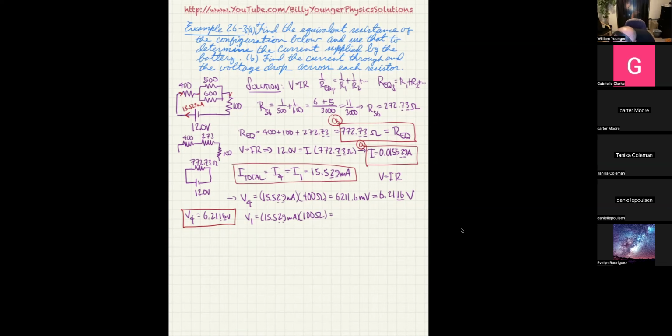So I'm going to say 15.529 times 100, obviously, is going to be 1,552.9. And of course, that comes out to millivolts, which is no good for anyone. It also has 2 extra figures that aren't good. So this is going to be 1.5529 volts. That's what V1 is. So V1 is equal to 1.5529 volts.